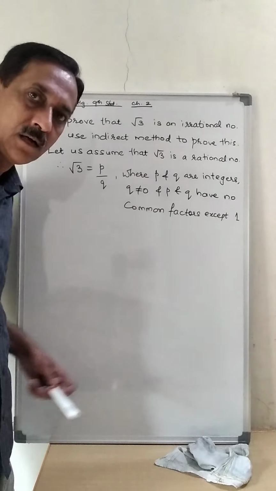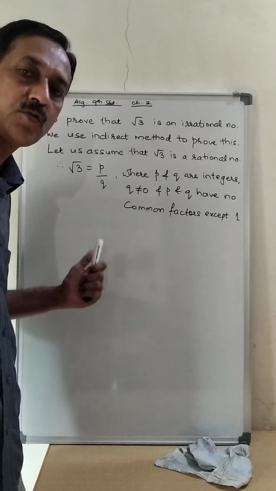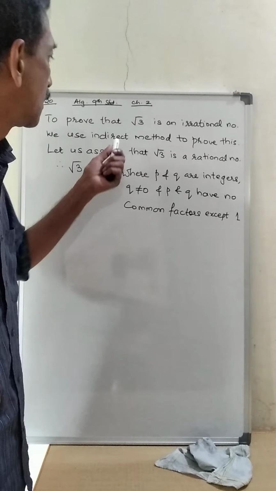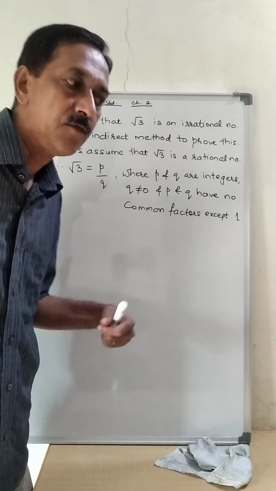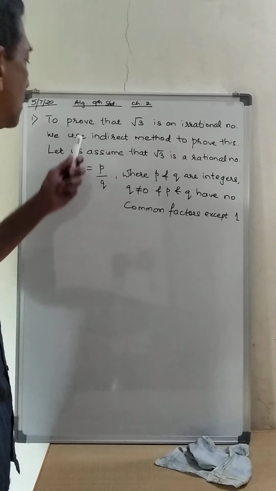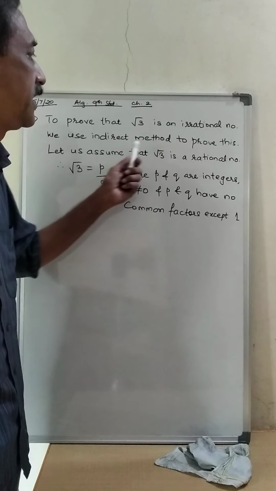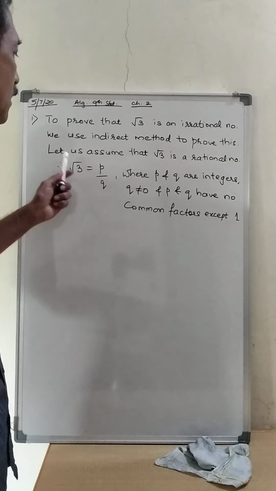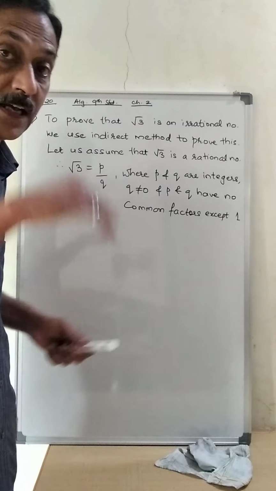Hi, as discussed in our lecture, I am giving you the video for proof that root 3 and root 5 are irrational numbers. First we will take root 3. We have to prove that root 3 is an irrational number. We use the indirect method to prove this. So let us assume that root 3 is a rational number.